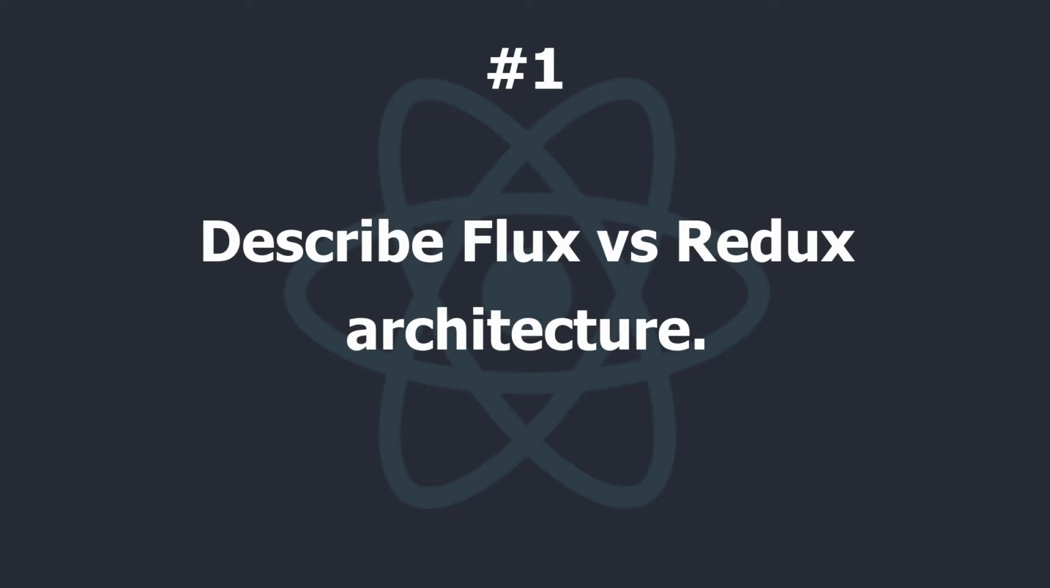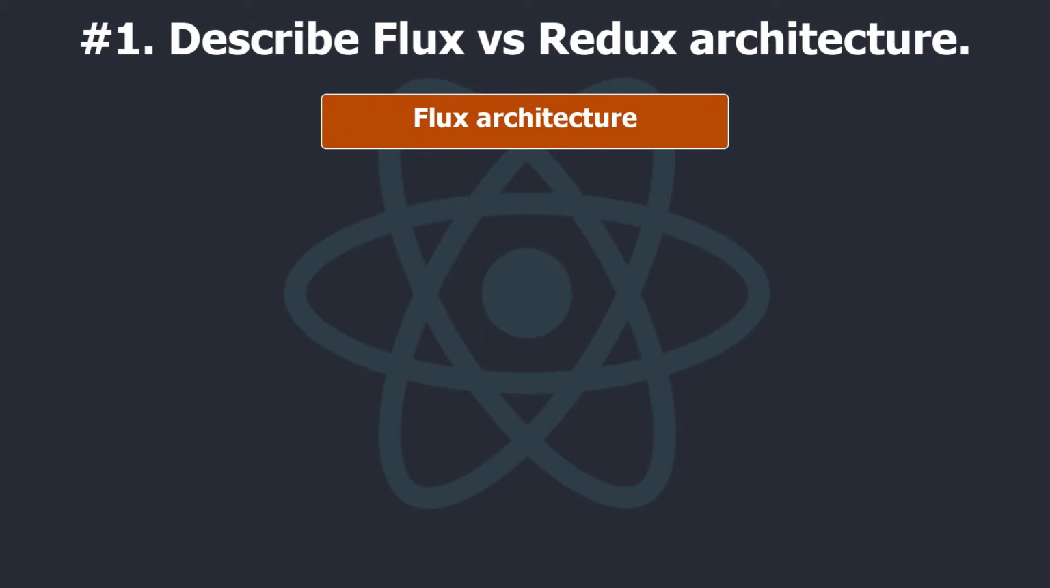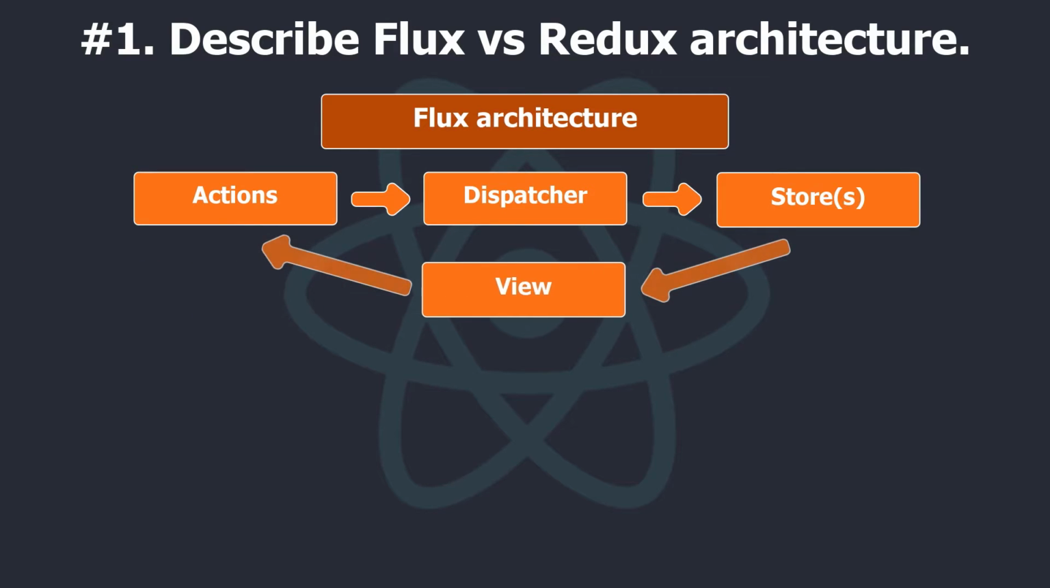Describe Flux versus Redux architecture. The Flux architecture is based on the following components. Action enables data passing to the dispatcher. Dispatcher coordinates actions and updates to stores. Store or stores serves as a container for the app state and logic. View displays the model in the UI in the context of React components.